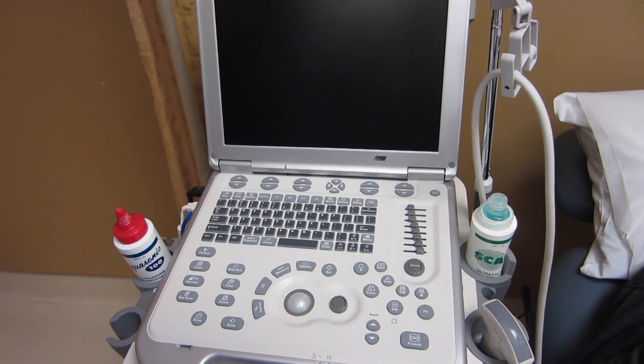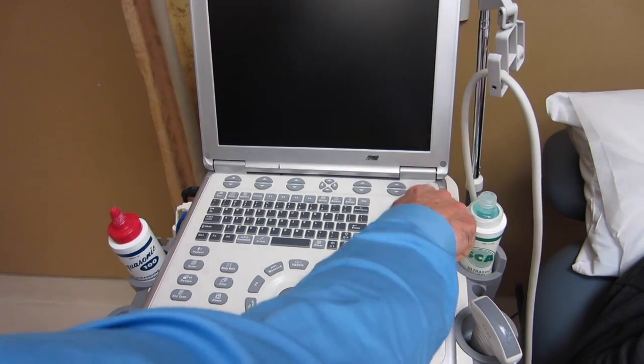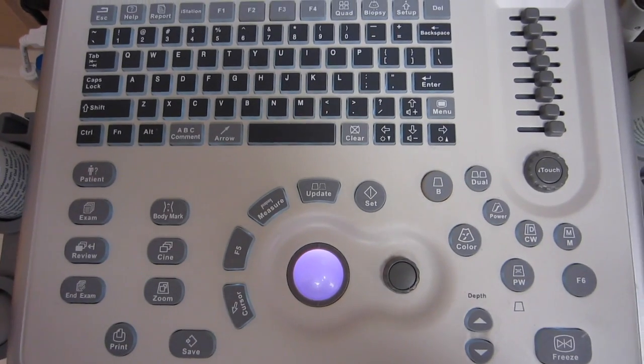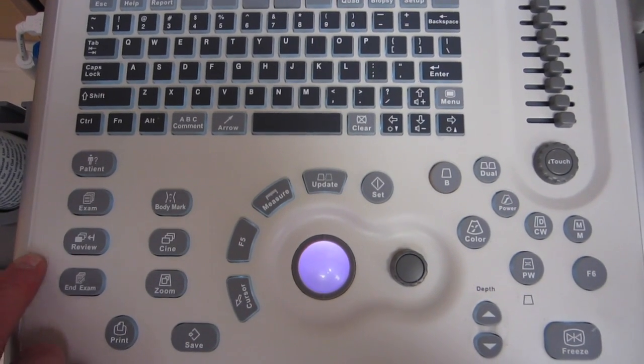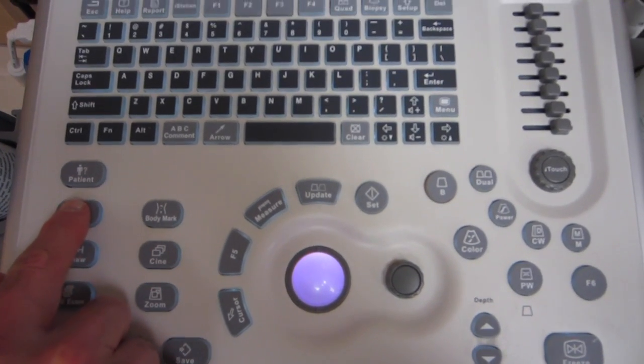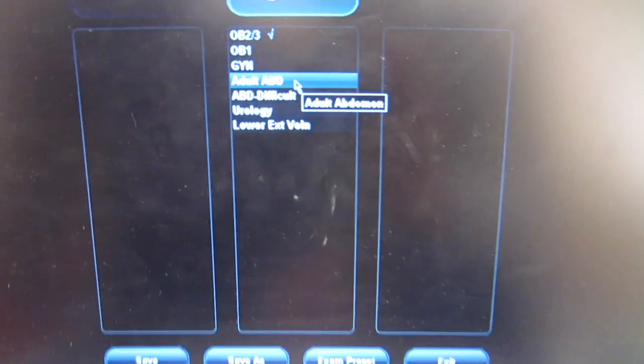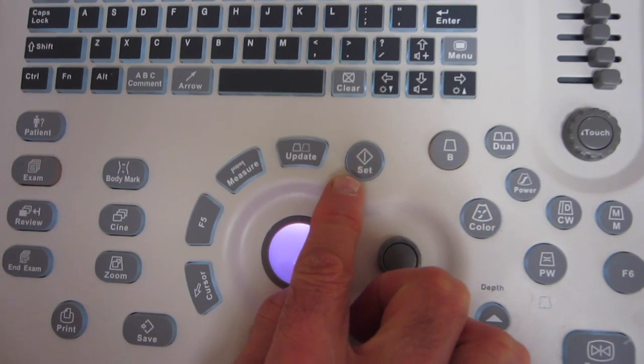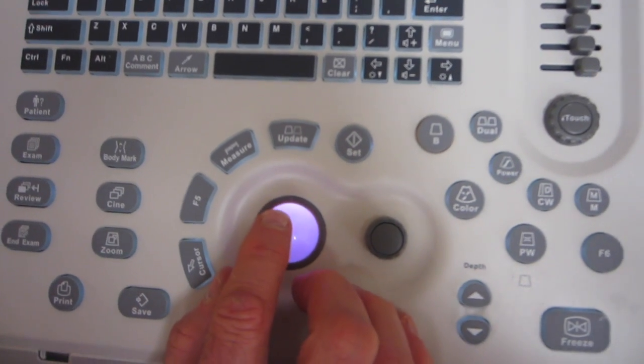Turn on the machine by pressing the button in the upper right-hand corner. Press the exam button in the lower left-hand corner of the machine. Then you will select the curvilinear probe and the adult abdomen setting. And once you're on that, you press the set button that's above the trackball.